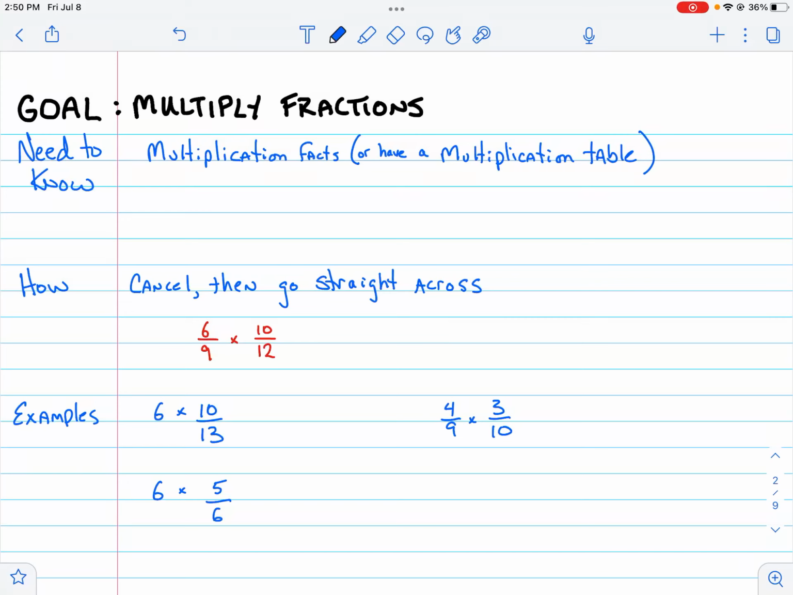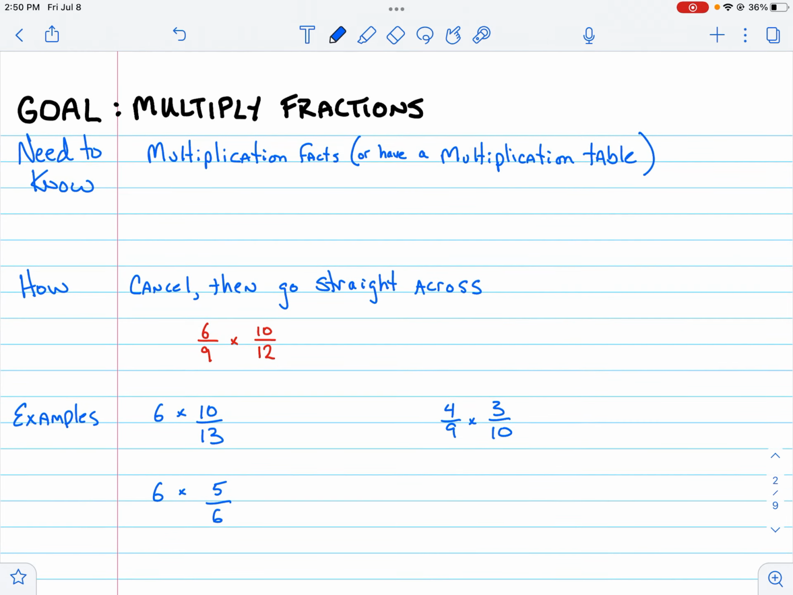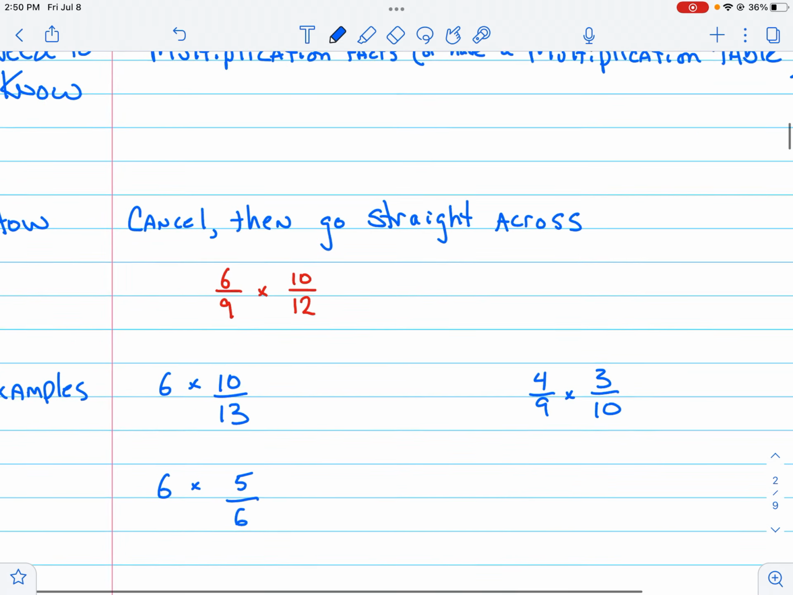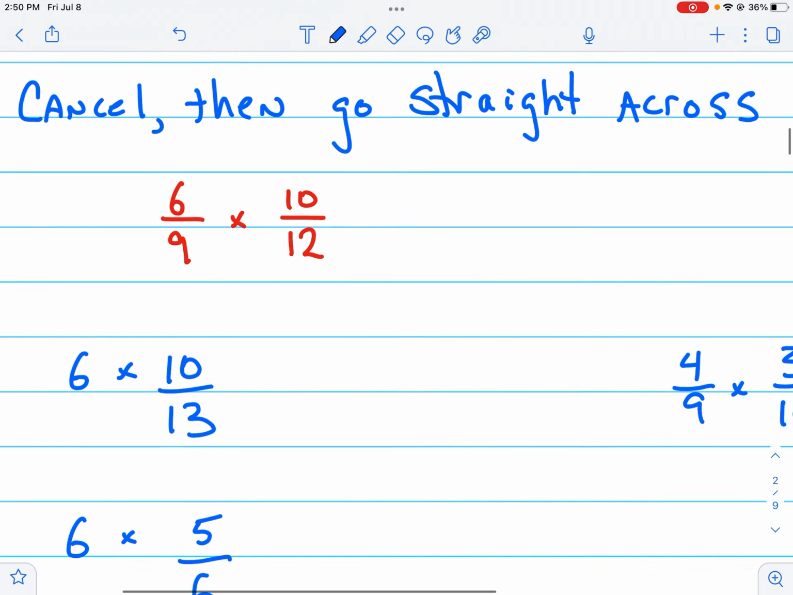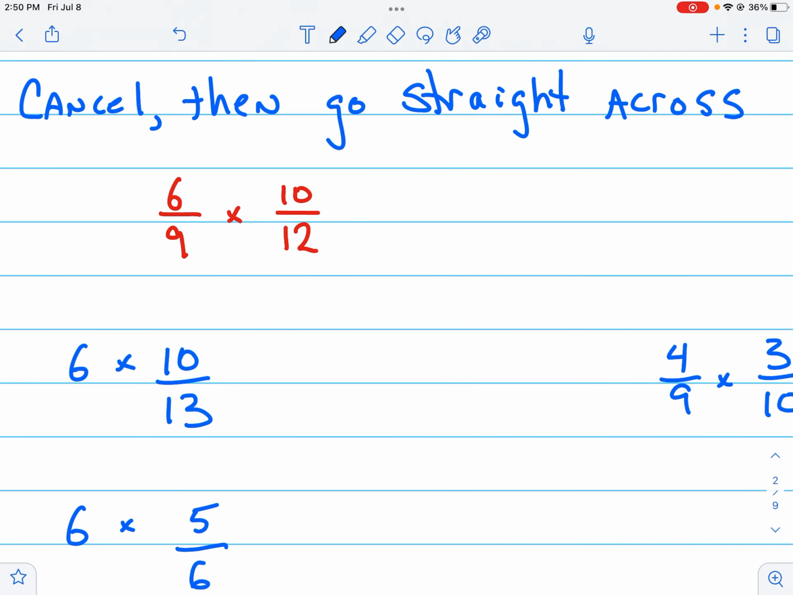When multiplying fractions, the only thing you really need to know are your multiplication facts, and those come in handy because you want to cancel, and then you want to multiply straight across. So I'm going to zoom in on my red example. If you have a multiplication table, that works really well also. Some of you might use those.